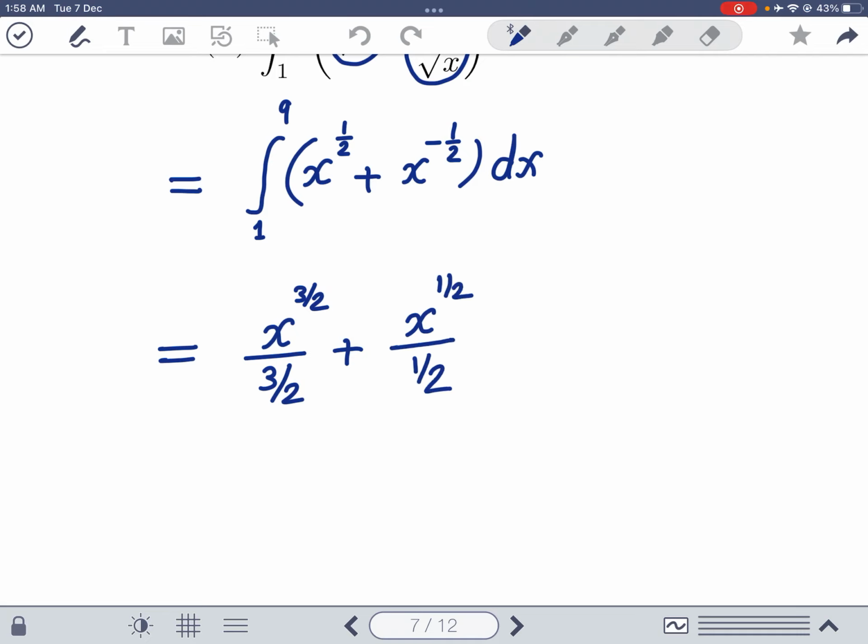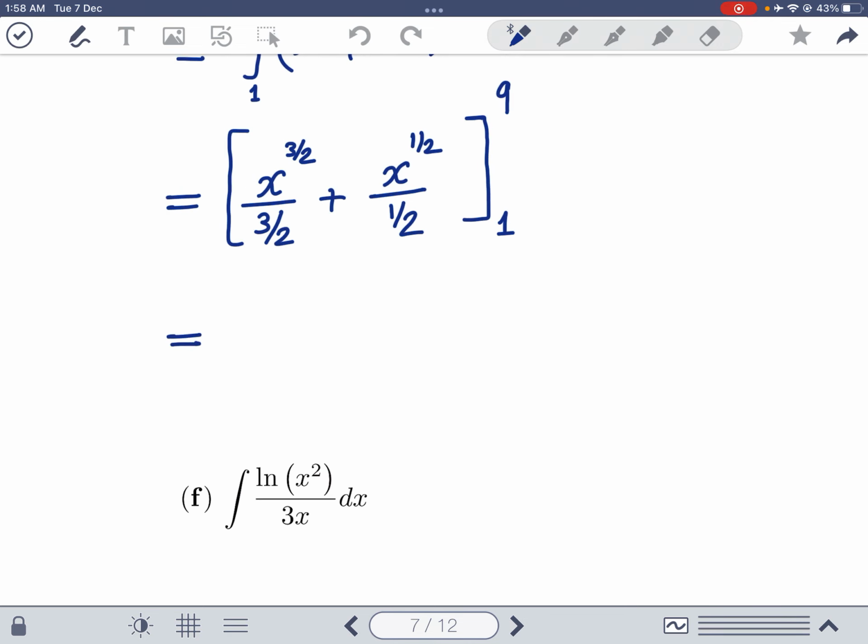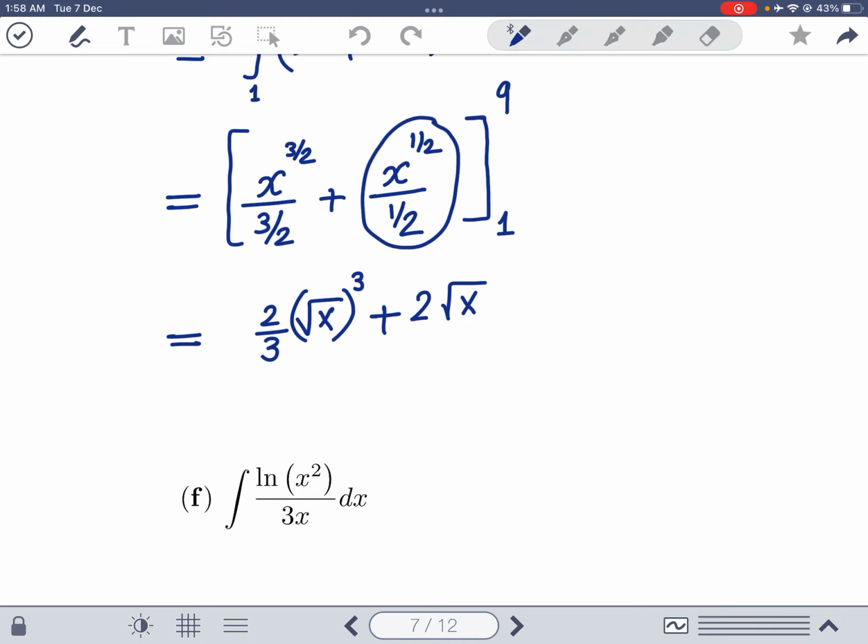And no plus c here because it's a definite integral. This is from 1 to 9. But first we simplify how it looks, and then we evaluate it. This is 2 over 3 square root of x all cubed, plus radical 2 radical x. This whole thing equals 2 radical x. Make sure you see why, and you understand that it's a very simple thing to do. Okay, and this goes from 1 to 9.